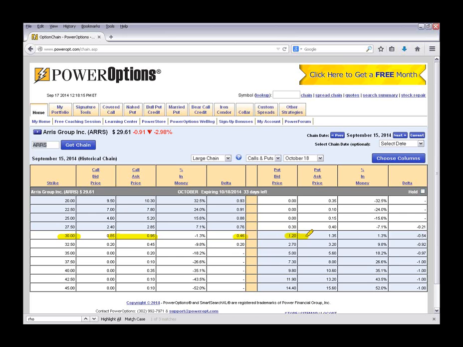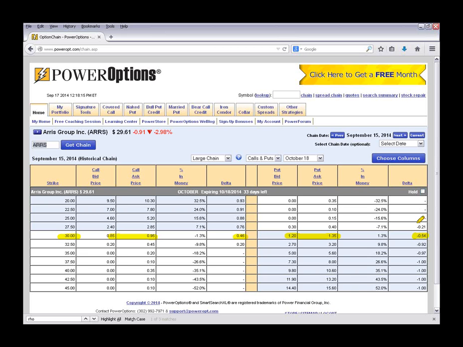With the put, we've got a bid of 120 and an ask of 135. So let's just call that 125 for now. And we've got a delta of negative 0.54.